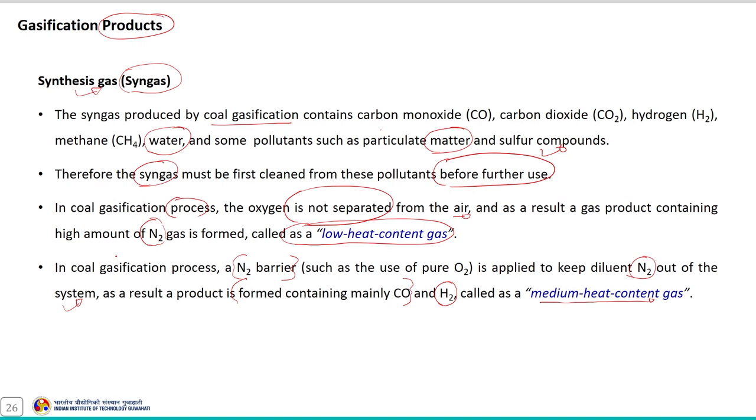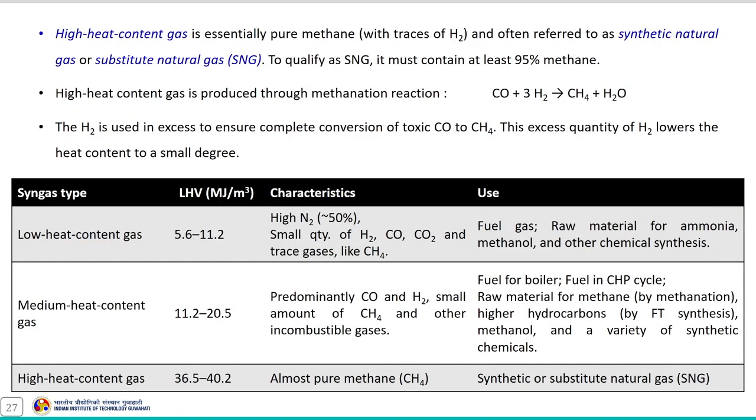And because of that, a suitable oxidizer needs to be selected during the coal gasification process to obtain a medium heat content gas, which mainly consists of carbon monoxide and hydrogen. However, a high heat content gas is essentially pure methane with traces of hydrogen, and it is often referred to as synthetic natural gas or substitute natural gas. And this type of high heat content gas is produced through a methanation reaction, in which carbon monoxide reacts with hydrogen to form methane and water as products.